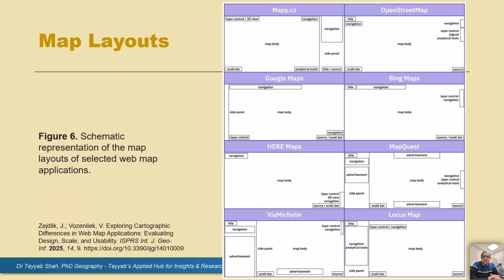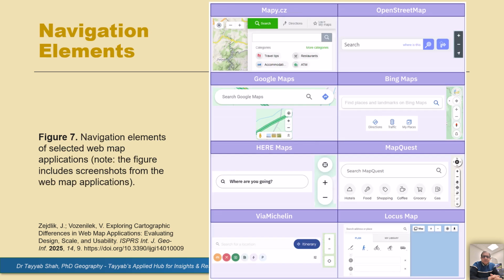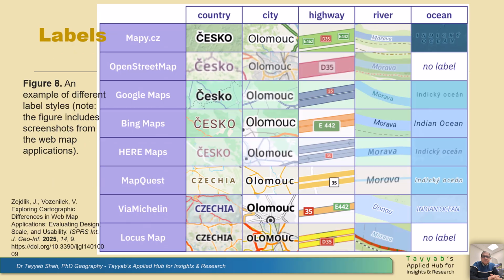Map layout. These applications have different layouts, in how they put things together, where you have the map, search, different kinds of legends, and other elements on those web maps. They have navigation elements as well, which vary from one application to another. Some can calculate the distance or use vehicle, pedestrian, or bicycle modes. So they have different kinds of features which can help with navigation.